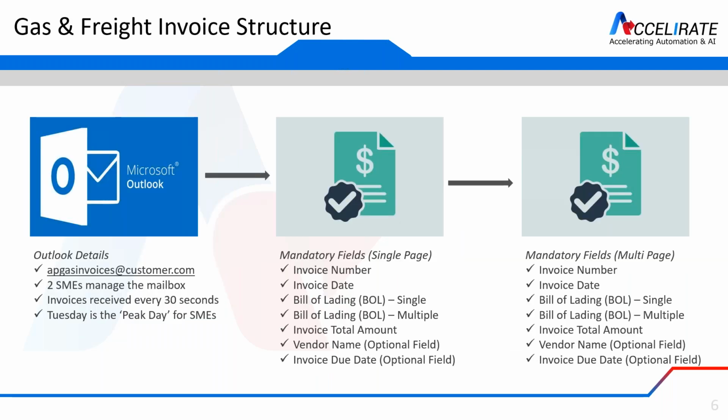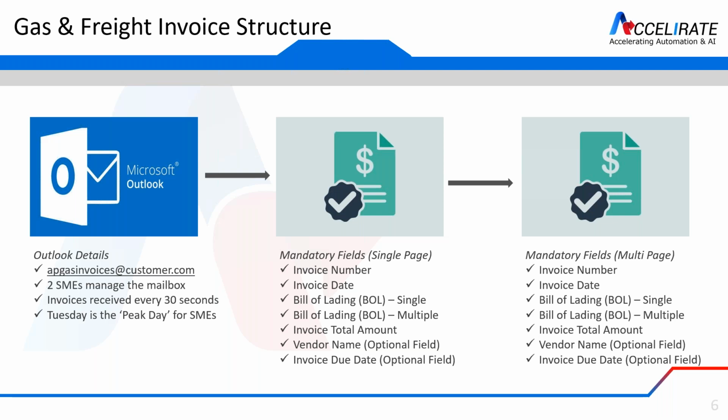So each of these gas and freight invoices received on the shared mailbox can be a single page or a multi-page document as well. To manage this shared mailbox, 2 subject matter experts were dedicated, and they used to manage this AP gas invoices mailbox on a daily basis. And each invoice consists of about 5 mandatory fields, and they also had 2 optional fields.